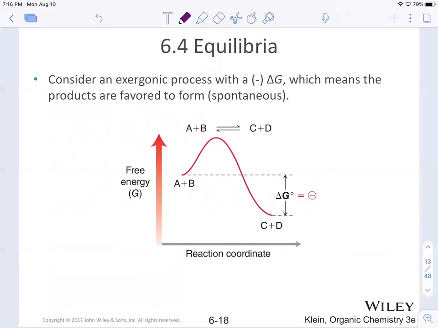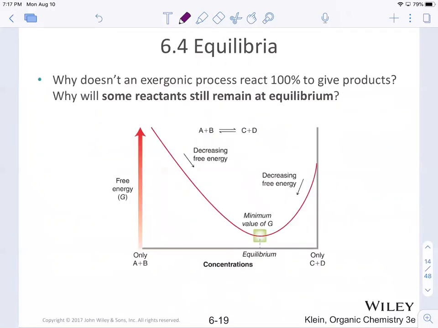But what it doesn't mean is that you'll get 100% product. That's not at all what this means. A spontaneous process means that there will just be more products than reactants at the end of the day. The greater the magnitude of delta G means the greater the equilibrium concentrations of the products. And the same thing goes for an endergonic process, but we're going to stick with exergonic for the time.